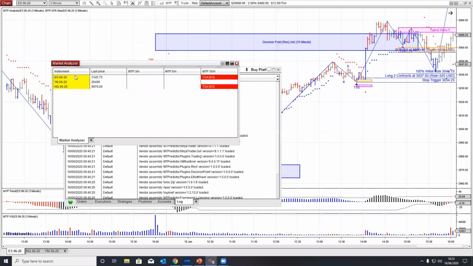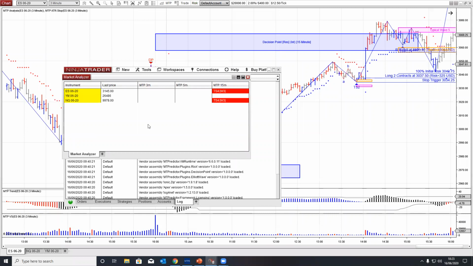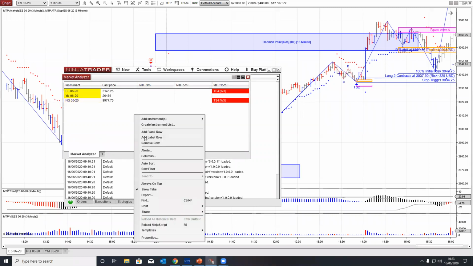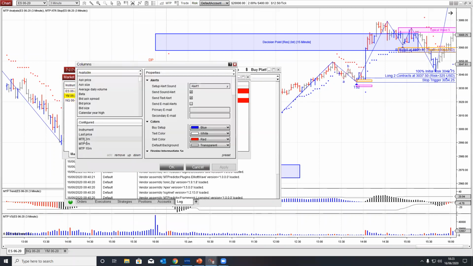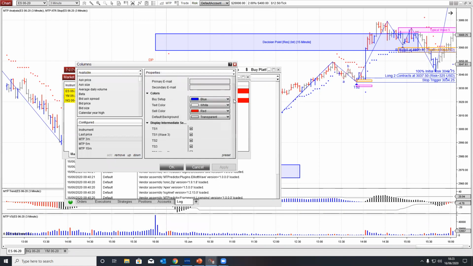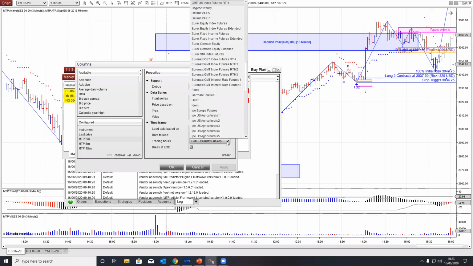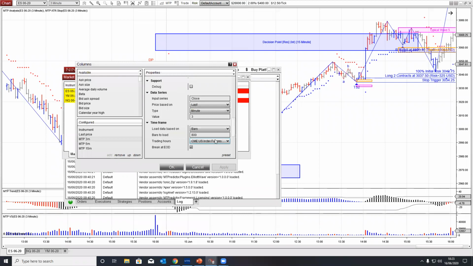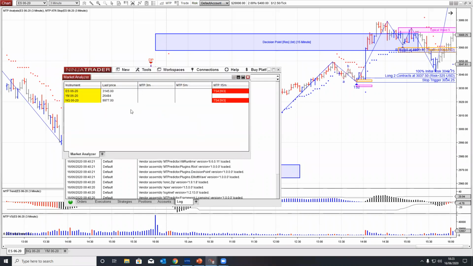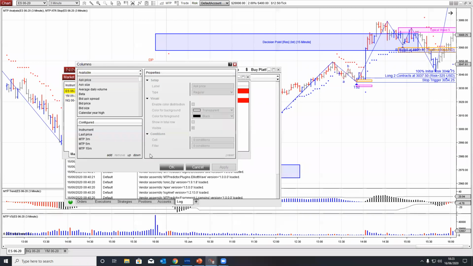You've now got a market analyzer which is following the 3 minute, 5 minute, 15 minute. If I right mouse click, do columns, and then I've clicked on the individual columns, you can see that for the 3 minute column, 800 bars is absolutely fine. And this one here is for the regular trading hours session. So that's how you set up a market analyzer. Really, really easy. If you want to add some different new columns in there, you right mouse click, do columns, then come down to MT Predictor.